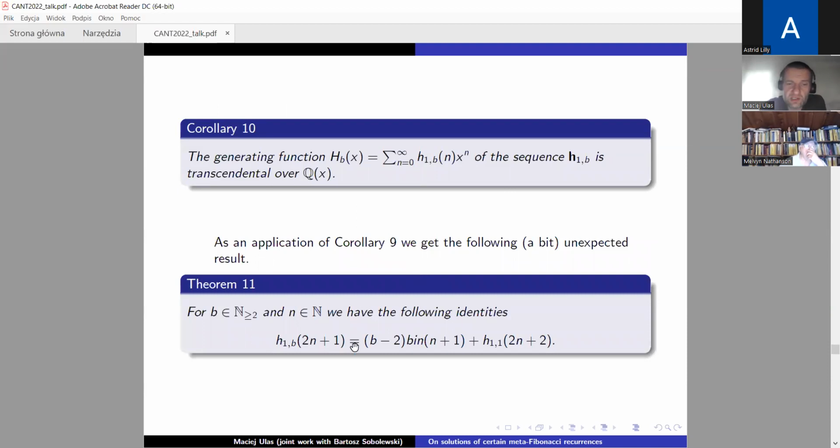And what is interesting is that in fact you can give a precise result which gives that the value of the H_{1,b} at 2n plus 1 is a linear combination of the binary partition functions and the H_{1,1}. So this is quite an interesting observation, I believe. And so we have quite a good understanding of this sequence for the pair a equal to 1 and b greater or equal to 2.